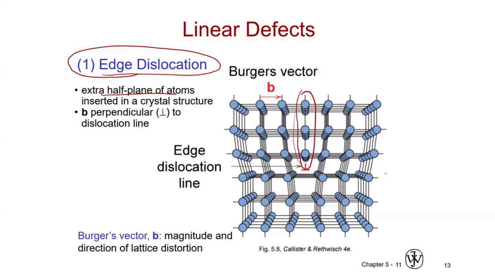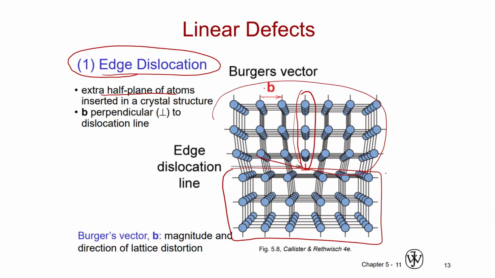You can see what has happened. This part is okay, and you can see a dislocation here. The amount of this dislocation, the b perpendicular to the dislocation, we call the Burgers vector. The Burgers vector b gives the magnitude and direction of the lattice distortion. So that we call an edge dislocation. When this picture is given and we ask you to identify what kind of defect this is, you should be able to identify it as an edge dislocation.